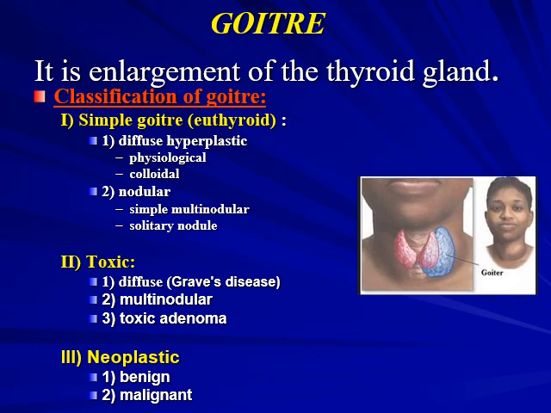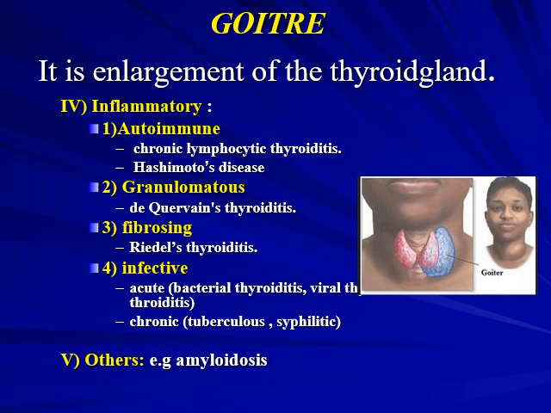The toxic variety is the diffuse type, or the primary toxic goiter, Graves' disease; the secondary type, which is the nodular toxic goiter; and the tertiary type, which is the toxic adenoma or autonomous toxic nodule. Here there is hyperfunction of the gland. Neoplastic thyroid may be benign or malignant. Inflammatory includes autoimmune, the most important being Hashimoto thyroiditis; granulomatous, which is De Quervain thyroiditis; fibrous, which is Riedel or woody thyroiditis; infective, which may be due to viral or bacterial infection; and others, such as amyloidosis.